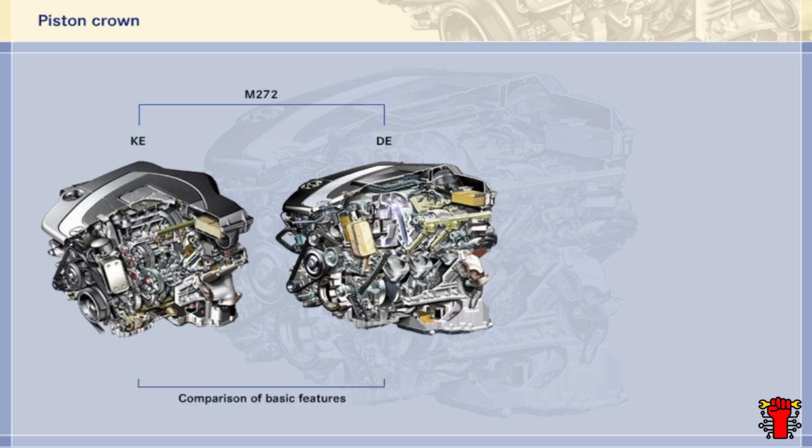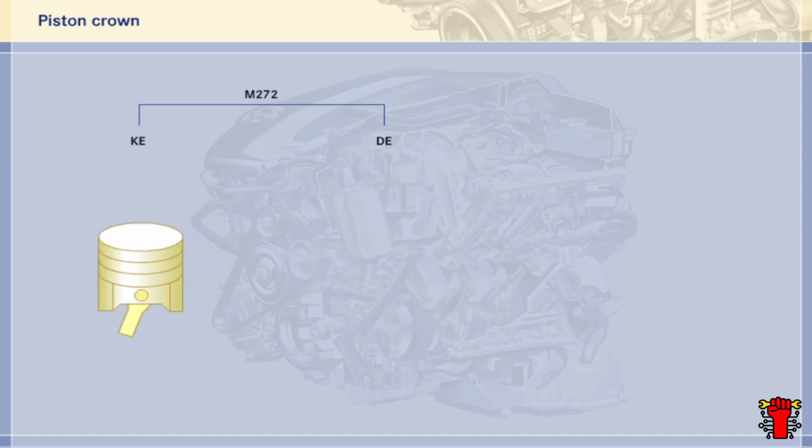Chapter 1 looks at some of the basic features which distinguish the DE version from the KE version. These include the mechanical engine systems, the control unit, a new bus, and the coolant circuits. Let's begin with the shape of the pistons.